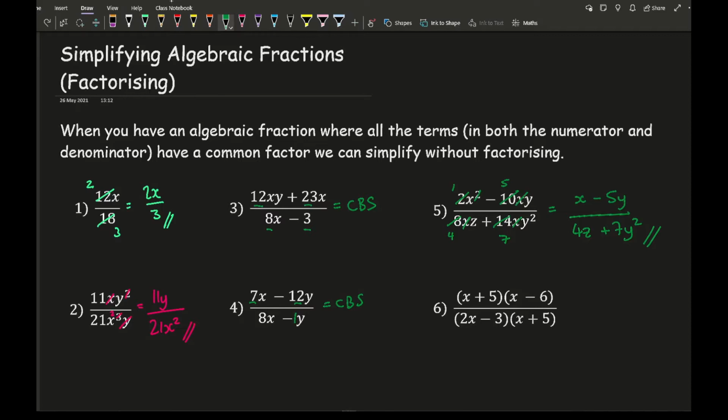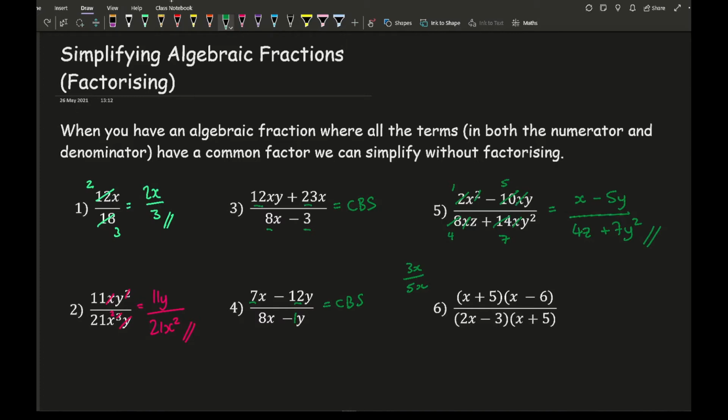Even though I can see minuses and pluses, the fact that I've got 2 brackets and there's no symbol in between them basically means that these 2 things are being multiplied. So I can treat this in the same way as, let's say, that. Okay, where the 3 is being multiplied by the x, the 5 is being multiplied by the x.